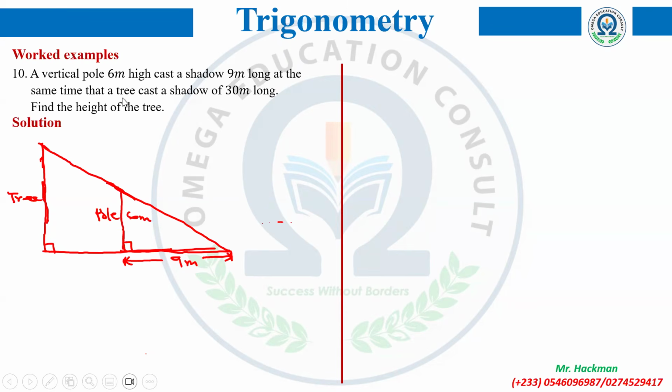The 30 meters we are told is the shadow of the tree. Is that not it? The tree's shadow will start from its foot up to the end point here. So it is this distance that we've been given, from here to here, that we are told is 30 meters. All correct, my professors? Any questions at this point before I proceed?